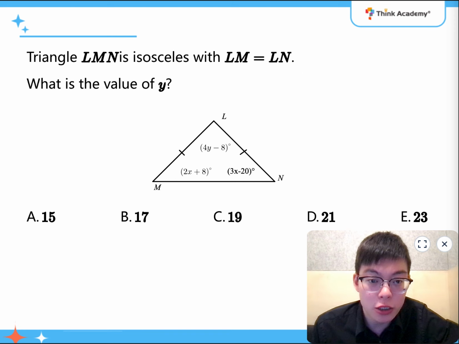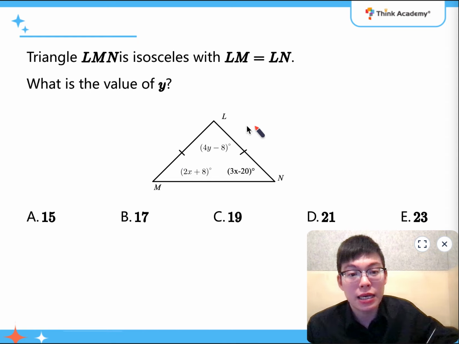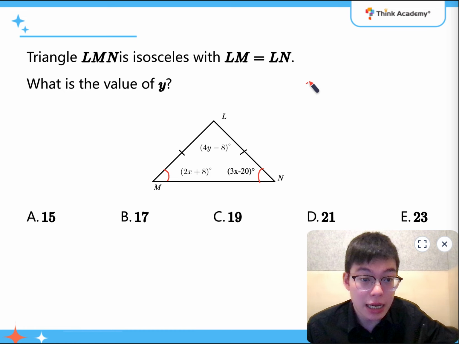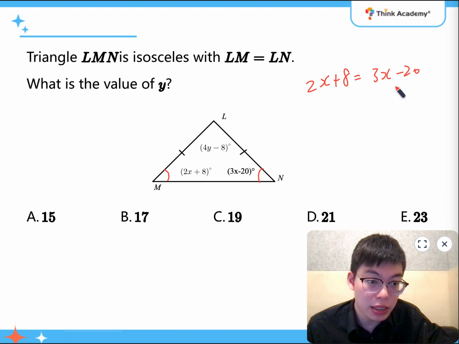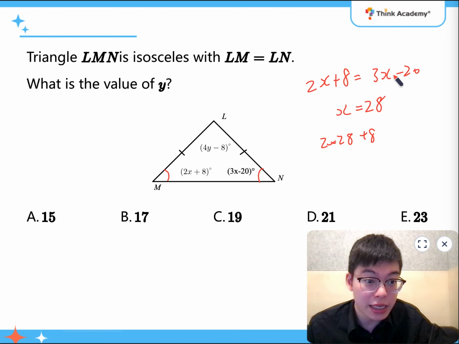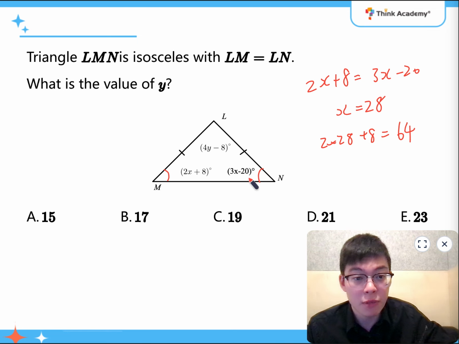And then, moving on to question 9. What is the value of y? So you can see that in this isosceles triangle, we have LM equals to LN. And it means that the base angles of the isosceles triangle are the same, which means that 2x adding 8 has the same value as 3x take away 20. And now, solving this equation, you get x equals 28, which means each base angle is going to be, well, either 2 times 28 adding 8 or 3 times 28 take away 20. Either way, you're going to get 56 adding 8, which is 64 for each of them.